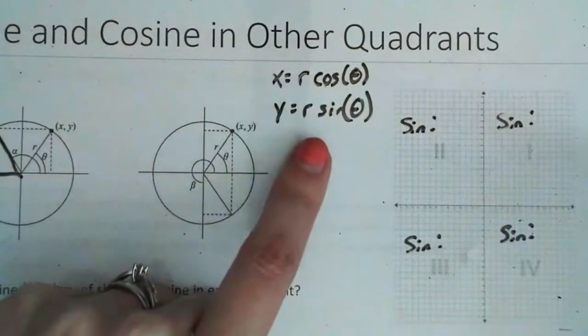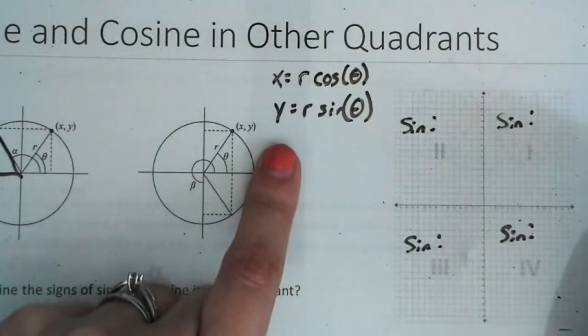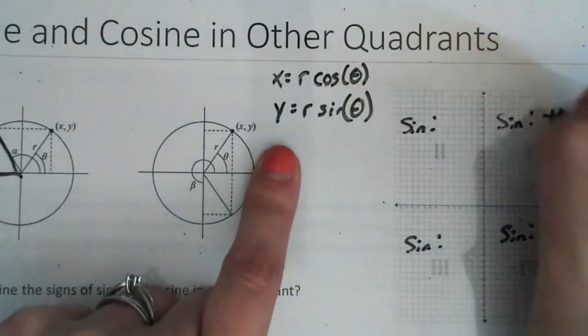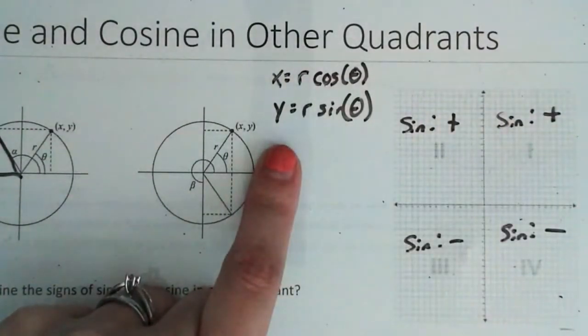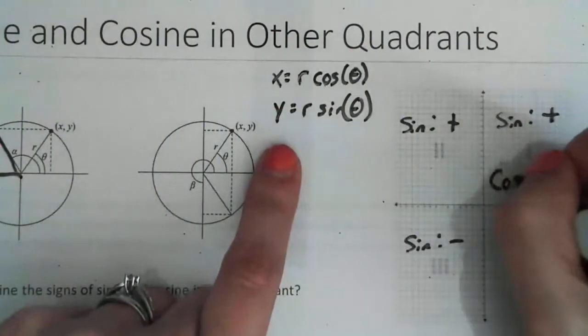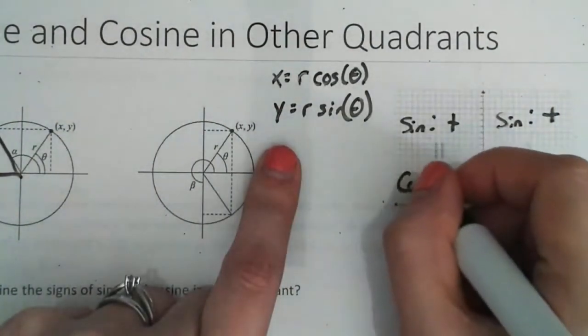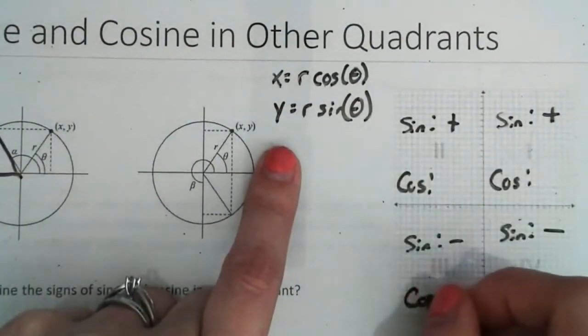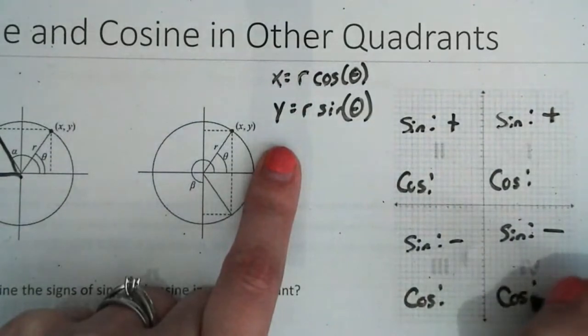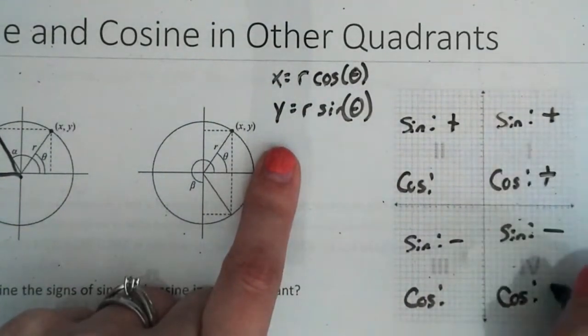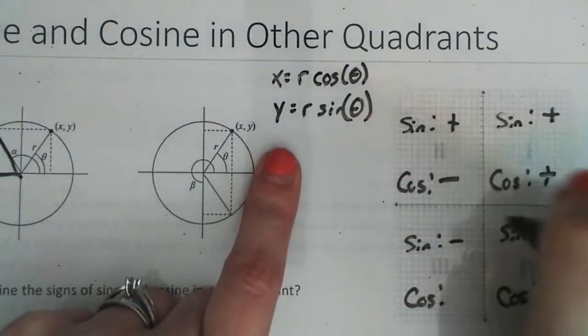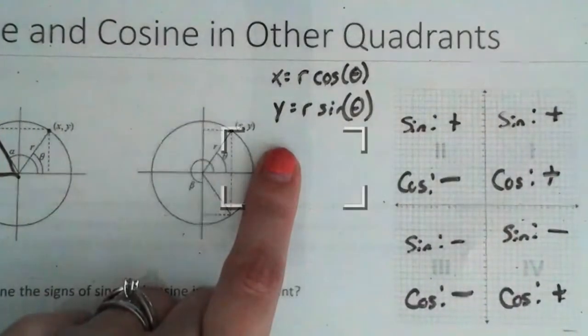So sine is positive if y is positive. Y is positive up here and negative down here. For cosine, we have to rely on the sign of our x value. Well, x is positive if we move to the right, so that'll be here and here. X is negative if we move to the left.